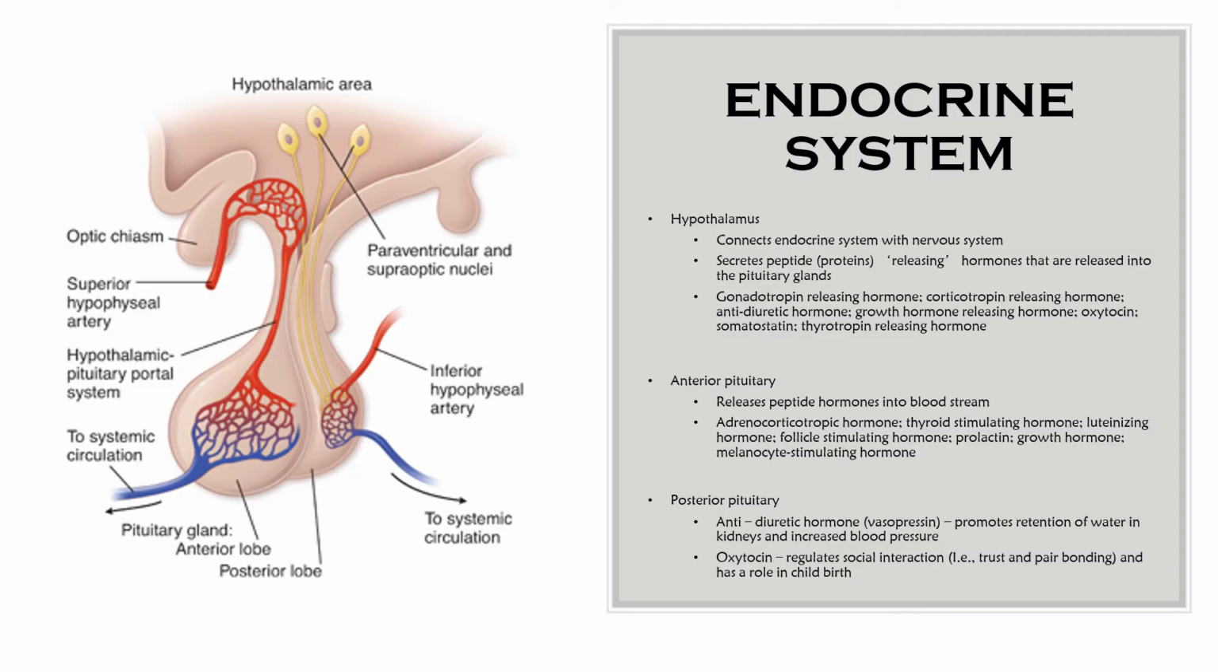So we're going to begin with the endocrine glands that are at the base of the brain, the most superior of which being the hypothalamus. The hypothalamus is incredibly important because it connects the endocrine system with the nervous system.